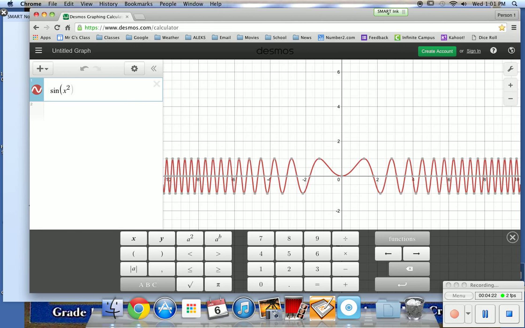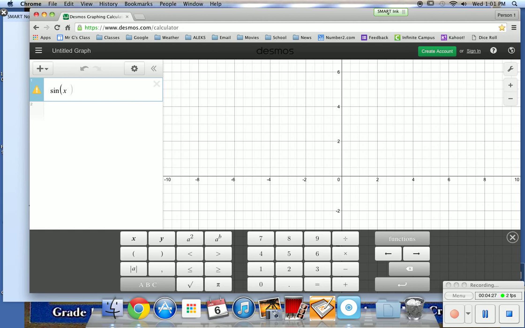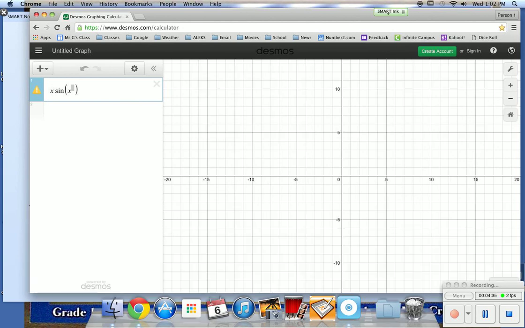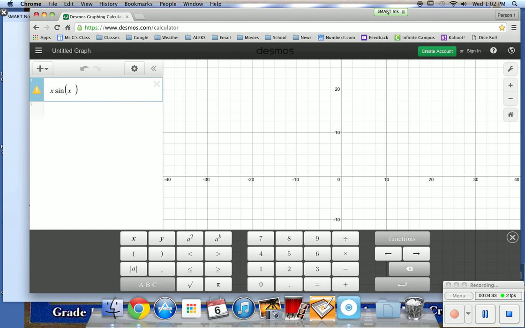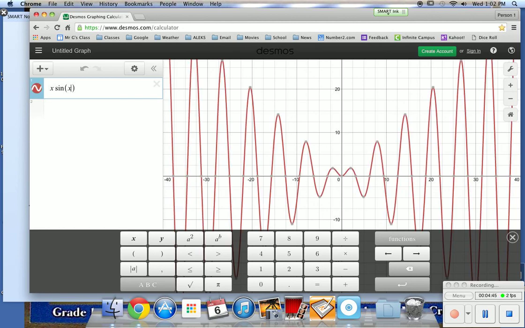Now, what if we took the same equation and put an x out in front of it? What's going to happen to it? Because up in here I don't have anything up here. It didn't like that. There we go. If you notice, my amplitude starts to really increase as we get away from our zero, our origin here. It starts to get really big.